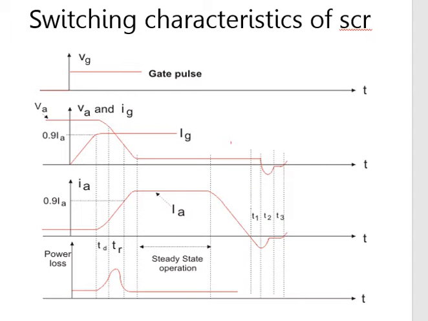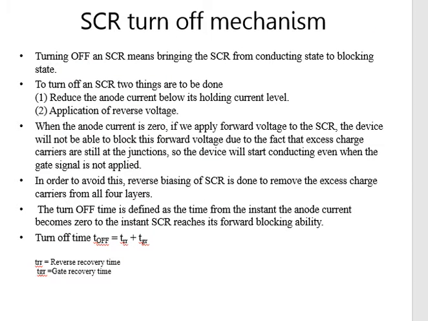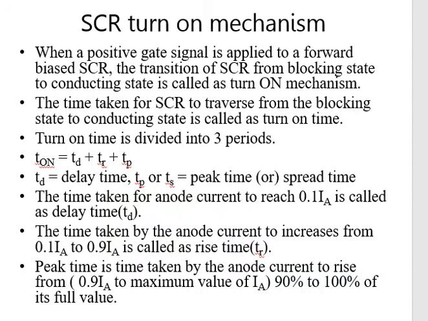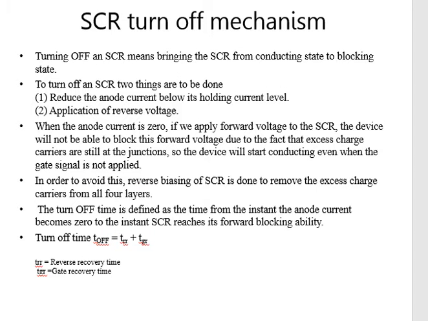Then we are going to see the switching characteristics of SCR. It has two mechanisms: SCR turn-off mechanism and SCR turn-on mechanism. First, let me talk about the SCR turn-off mechanism. Turning off an SCR means bringing the SCR from conducting state to blocking state. To turn off an SCR, two things are to be done. That is, reduce the anode current below its holding current level, and next is application of reverse voltage.